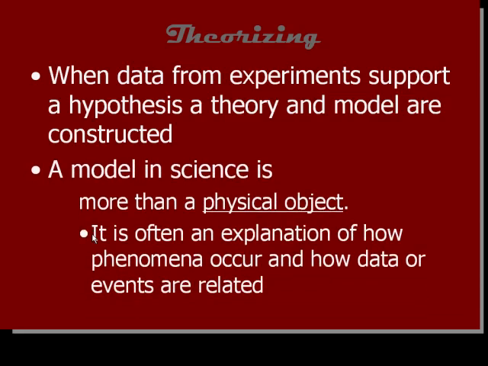A model in science is more than a physical object. It is an explanation of how phenomena occur and how data or events are related. So in other words, a theory is a well-tested explanation of observations. Because theories are explanations, not facts, they can be disproved, but can never be completely proven. We're going to see throughout chapter 3 that a theory is the atomic theory, and we're going to see how the atom has evolved over hundreds of years.